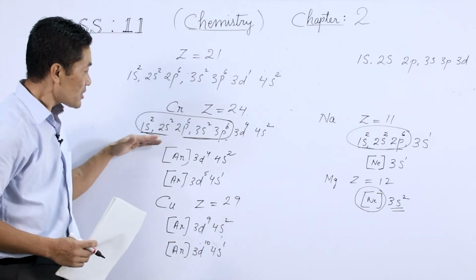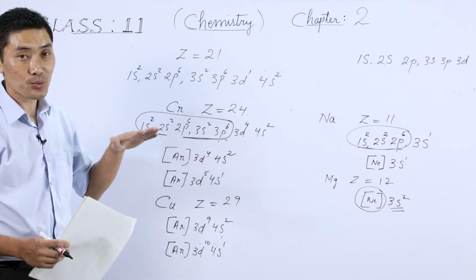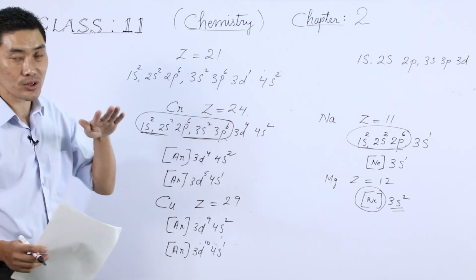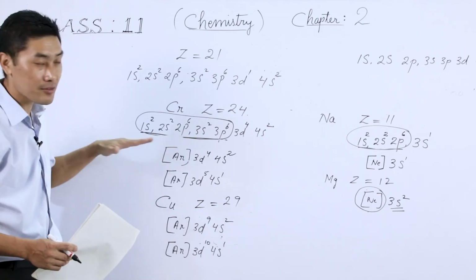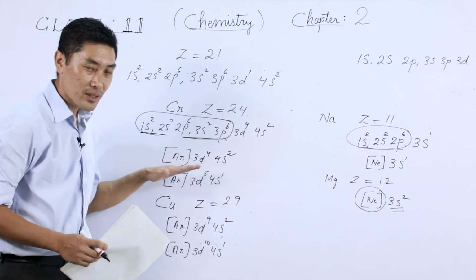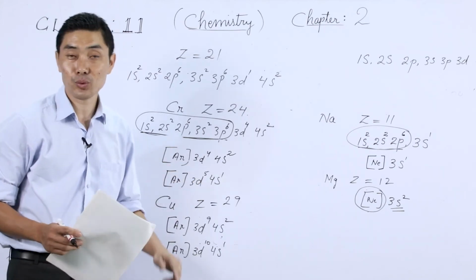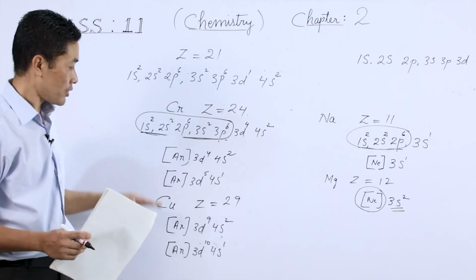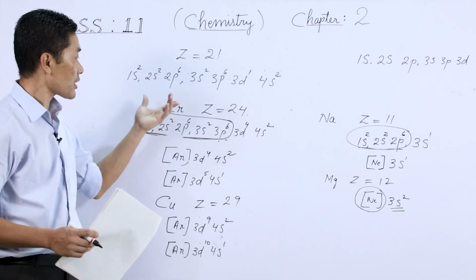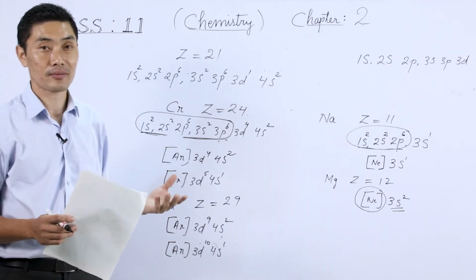So in the case of chromium and copper, we are not following the 3 rules that we have, of course, not all of them, but we are deviating from the rules here. And the reason why we deviate from the rules here is because the d orbitals are more stable when they are half-filled or fully filled. And that is why the configurations of chromium and copper are said to be anomalous.